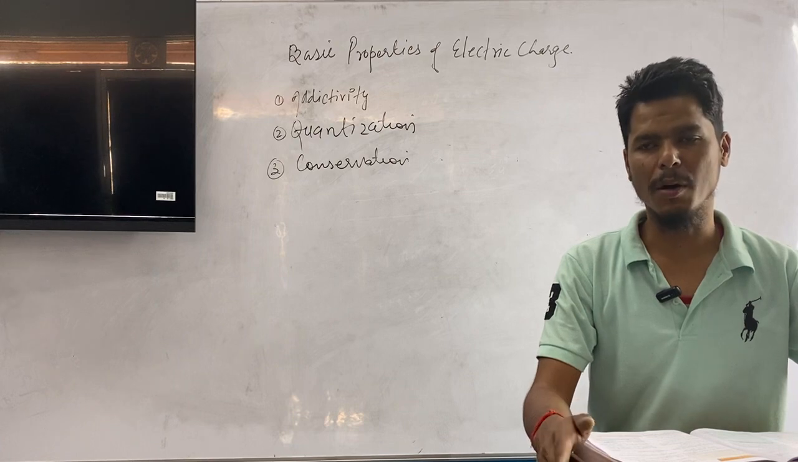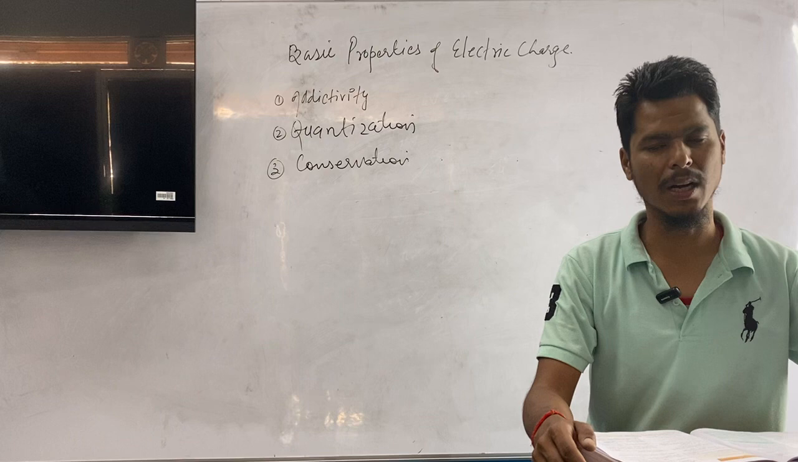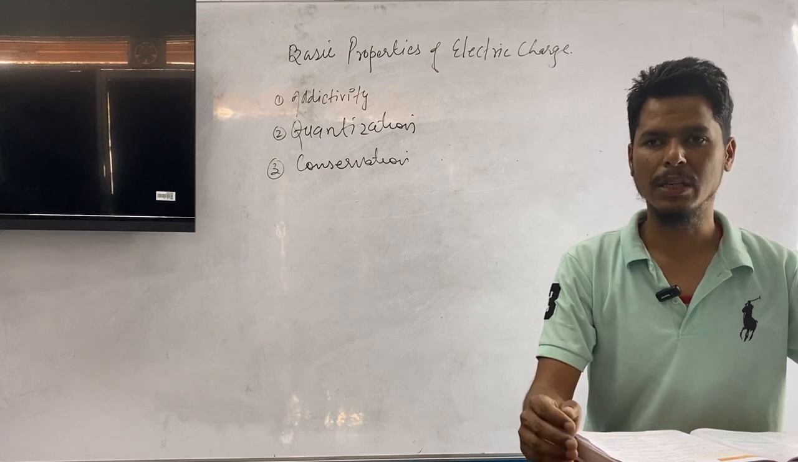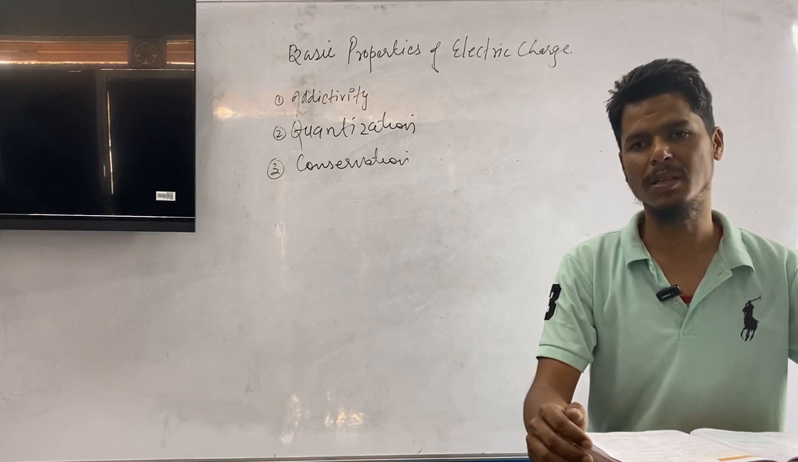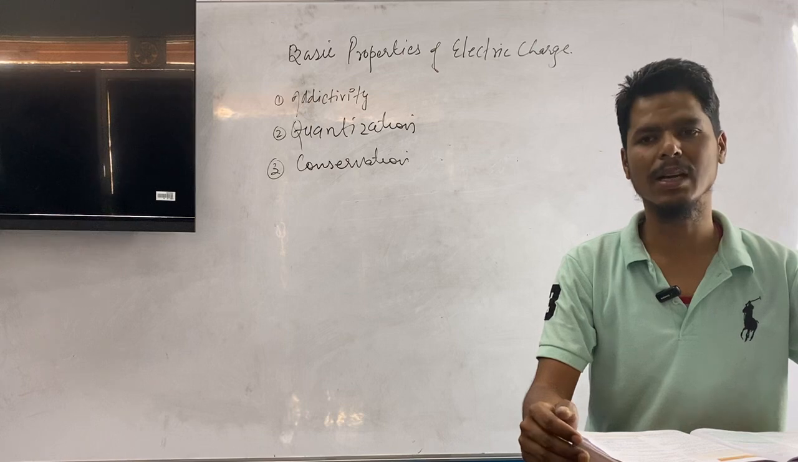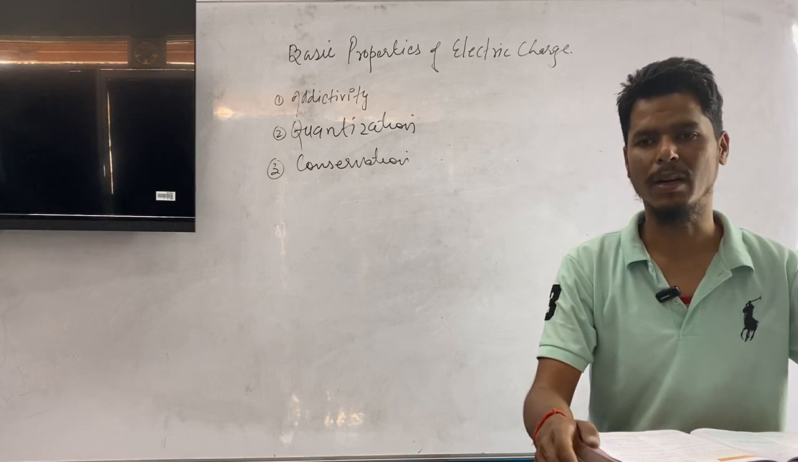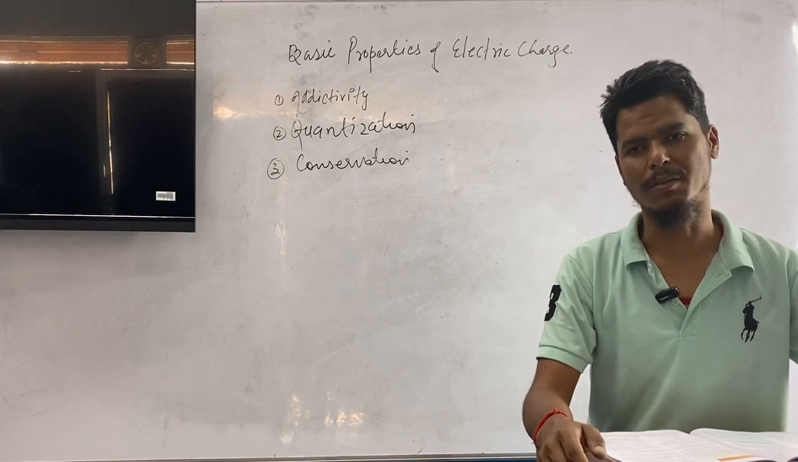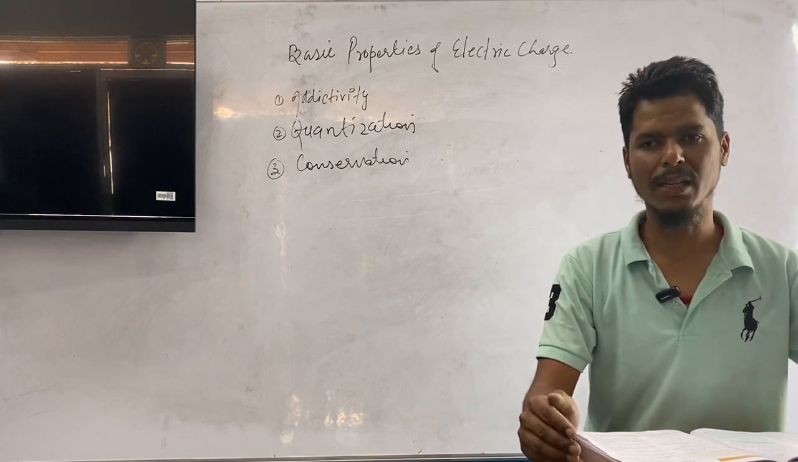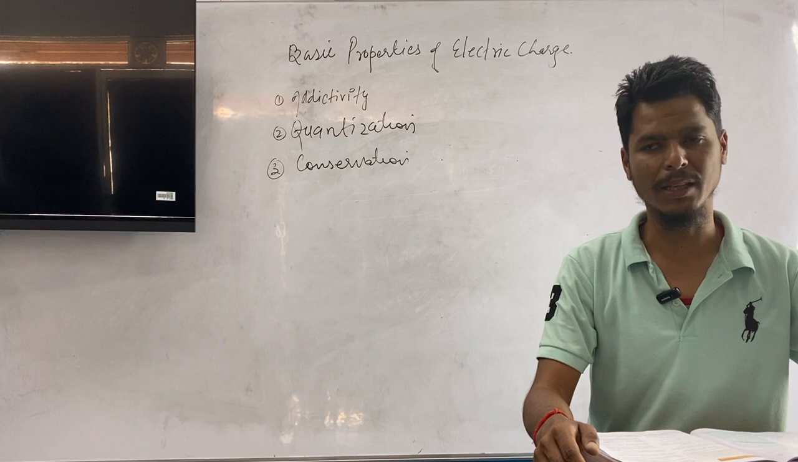Today we shall discuss some fundamental, or you can say basic, properties of an electric charge. So there are totally 3 fundamental or basic properties of an electric charge. These are as follows. Number 1, additivity. Number 2, quantization. Number 3, conservation. So we shall discuss these properties one by one in detail.